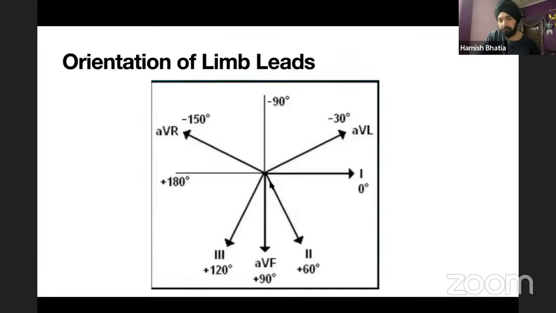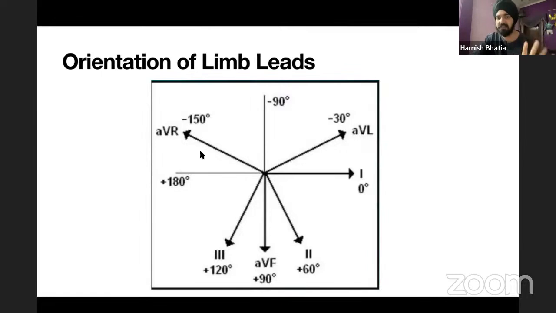Lead 2 is at plus 60 degrees, left and down. Lead 3 is at plus 120 degrees, right and down. Lead AVF is straight down, so it is at plus 90 degrees. Lead AVR, which is going towards the right upper limb, is at around plus 210 degrees, which can also be called minus 150 degrees. And lead AVL is at around minus 30 degrees, or plus 330 degrees if you go from here.